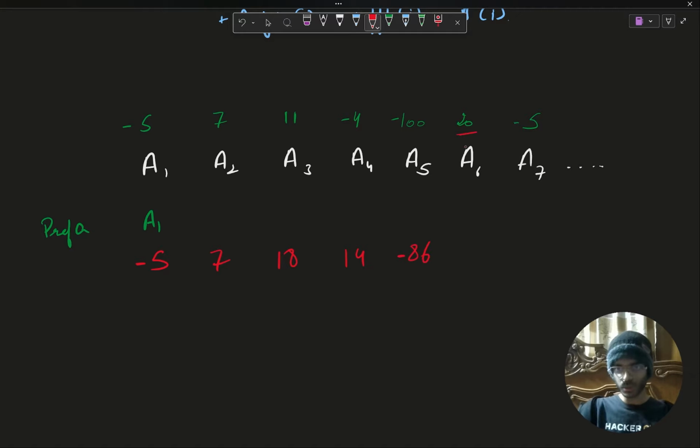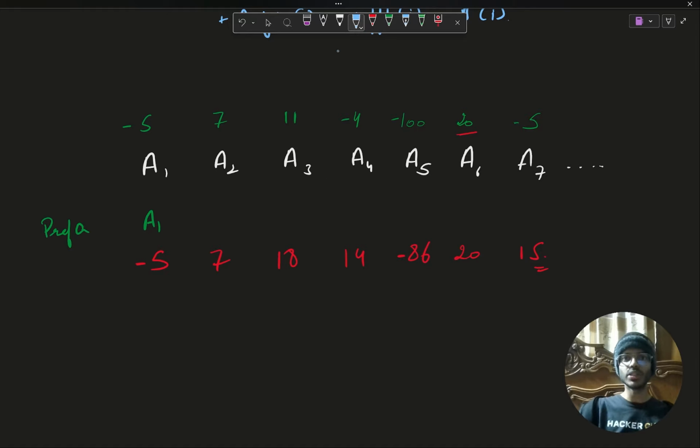Up till this, what would be the maximum possible sum? It would be only 20, right? It's not useful to include this element at all, right? And up till here, what would it be? 20 minus 5, that is 15, right? Because that's the maximum sum we can get up till here.